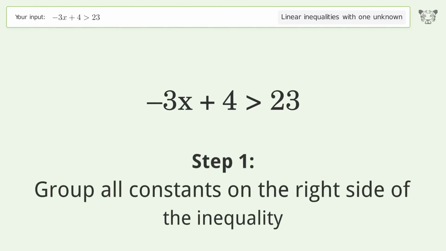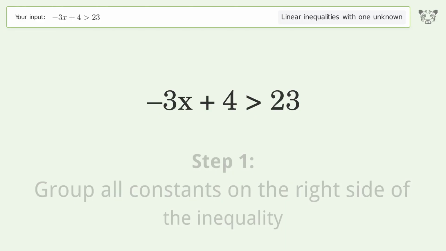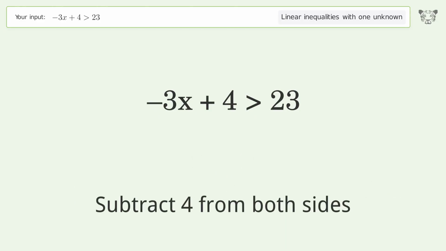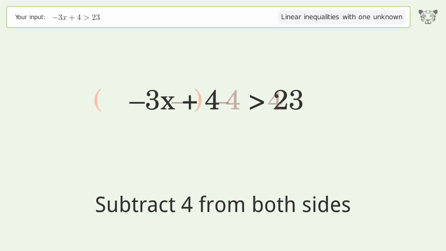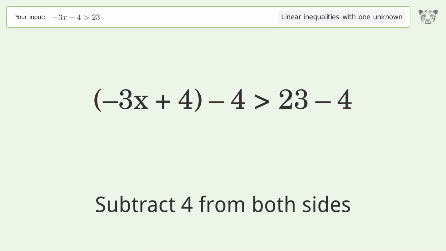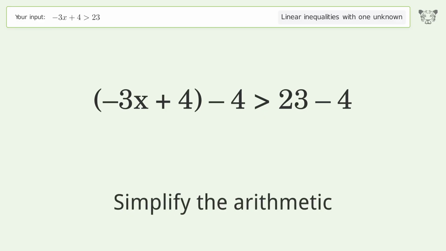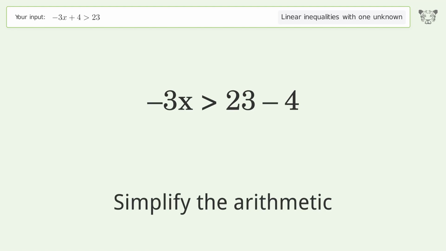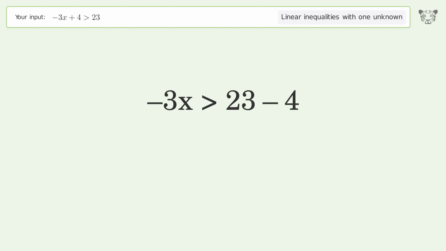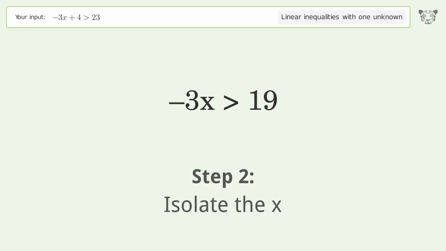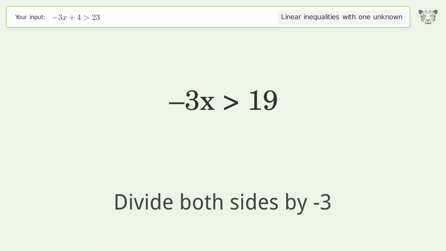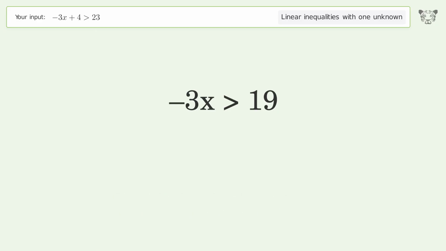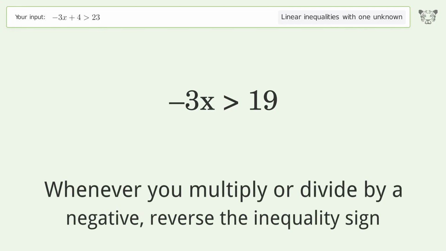Group all constants on the right side of the inequality. Subtract 4 from both sides. Simplify the arithmetic. Isolate the x. Divide both sides by -3. Whenever you multiply or divide by a negative, reverse the inequality sign.